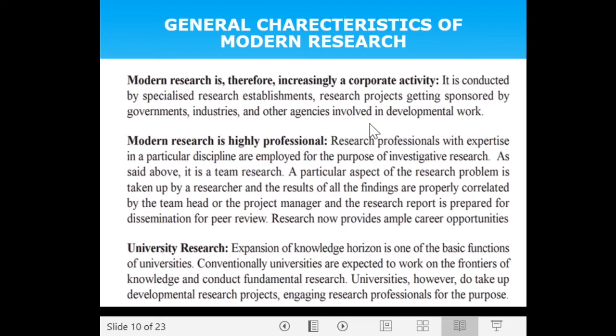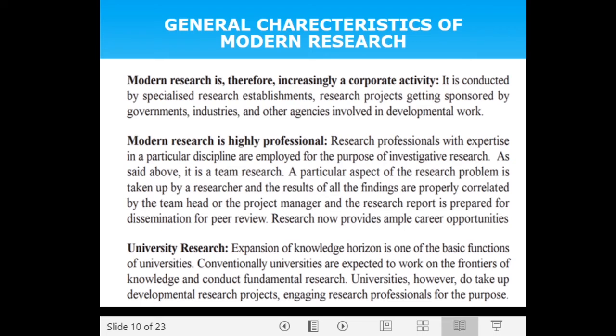And modern research is highly professional. Yeah, research should be highly professional. It should be respectable. Whenever research professionals with expertise in a particular discipline are employed for the purpose of investigative research. So whenever you are doing a research and sending it to a particular journal, they will review your paper. The experts in that particular field will review whether the research paper is good or not, whether it can add new information to the existing knowledge or not. So there are experts. It's highly professional.